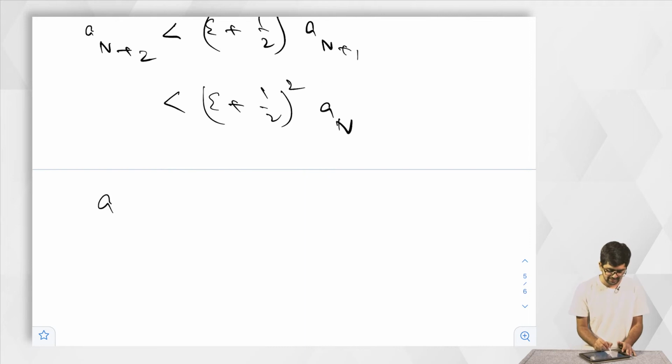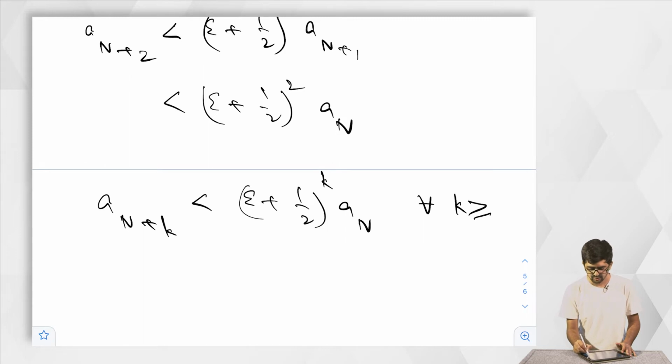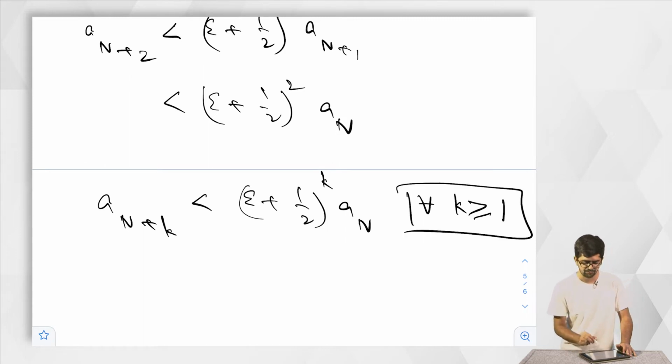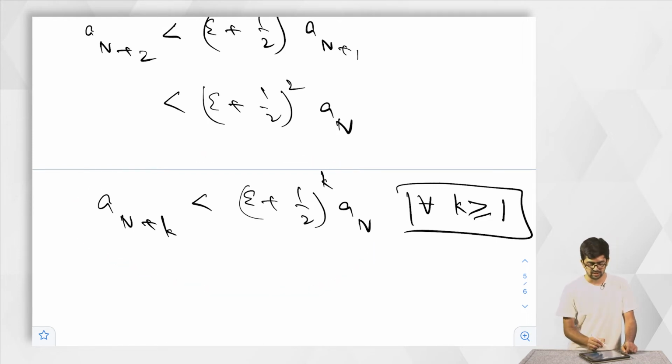For general k, a_{n+k} is less than (epsilon plus 1/2) power k times a_n for every k greater than or equal to 1. Right, this inequality is starting at a_{n+1}, this point being a_{n+1}.